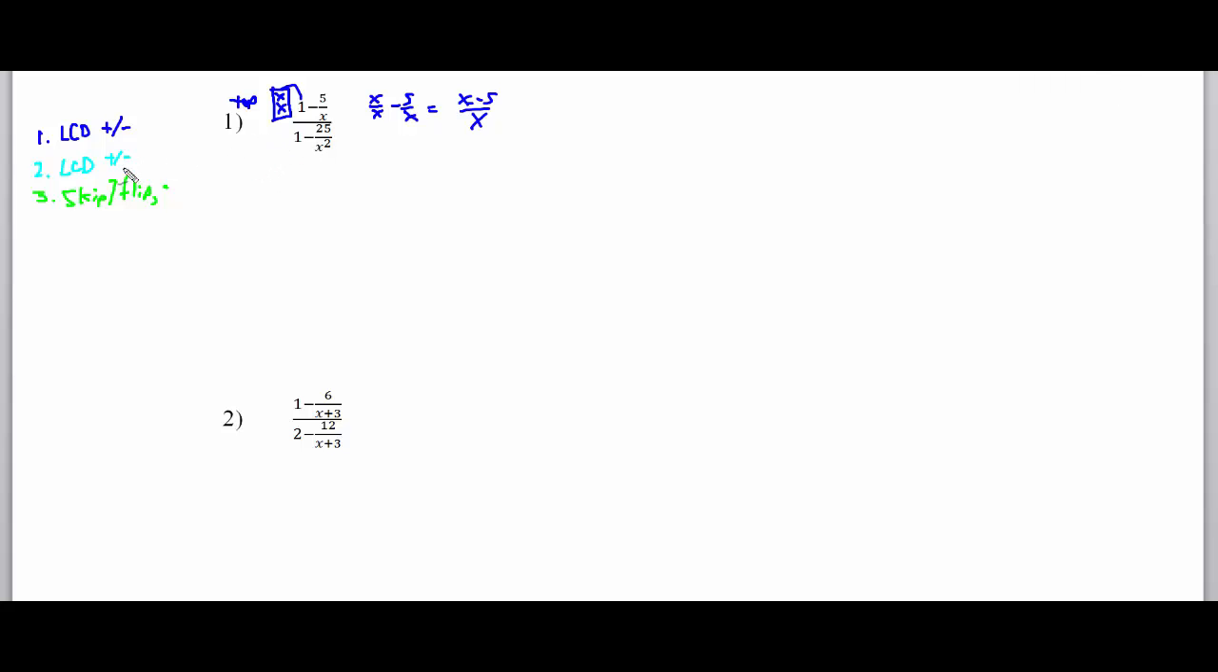Okay, so now we have worked with the first piece there, and now what we're going to do is do the same thing with the bottom. You'll notice that the bottom fraction has a 1 and then an x squared, so I need to get that 1 to have a common denominator of x squared. So I multiply the top and bottom by x squared, and now I have x squared minus 25 over x squared.